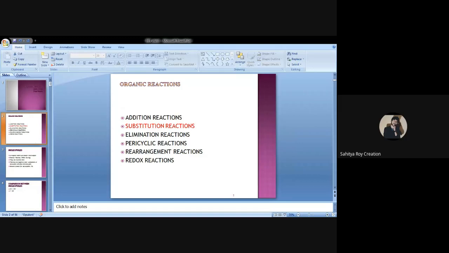Ma'am, SN1, SN2. No, this is not the example. This is the classification. I will come to this. You just think. If you know that alkyl chloride is present, RCl, where R is the alkyl group, CH3, and Cl is present. ROH plus HX, then what happens? ROH plus HX gives RX plus H2O. Very good. So that, ma'am, means halogenation.